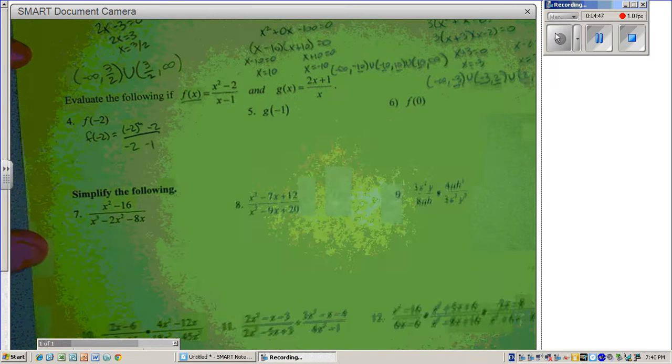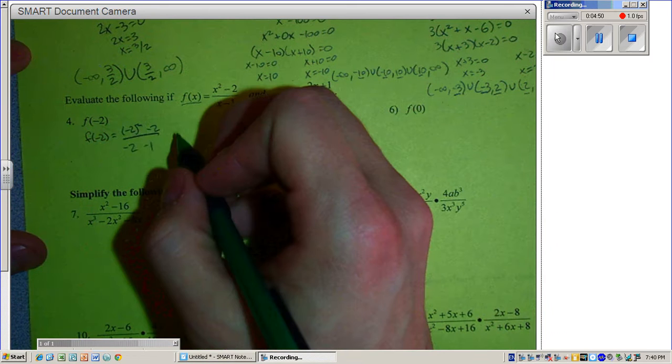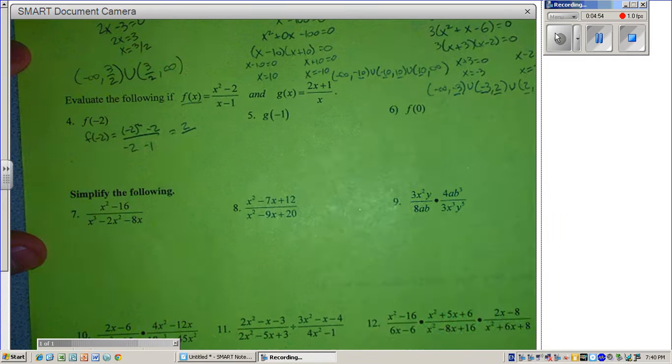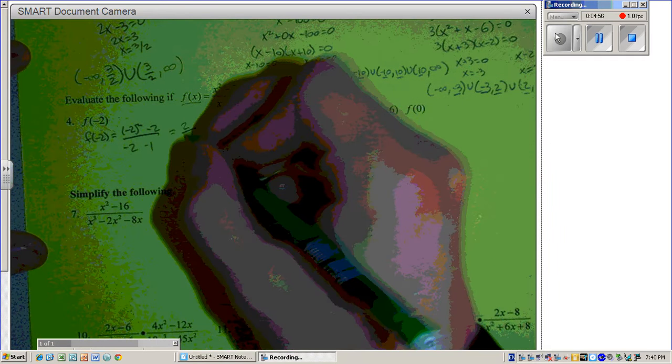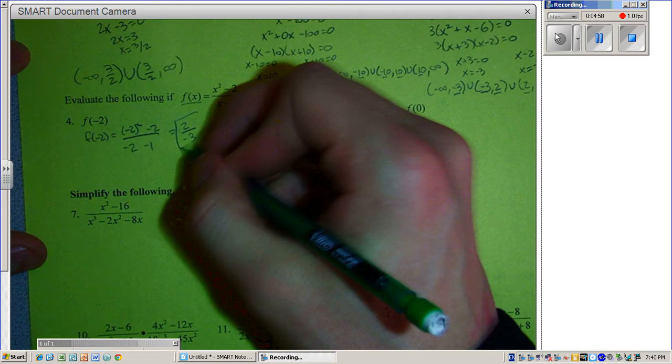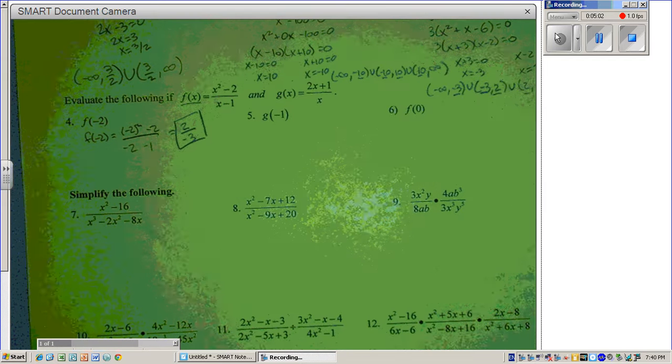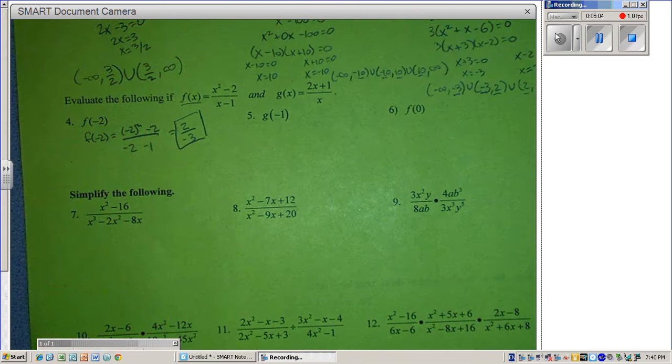In the numerator, negative 2 squared is 4. 4 minus 2 is 2. Negative 2 minus 1 is negative 3. So if I substitute negative 2 wherever I see an x into the function f of x, I do get a negative 2/3. Okay.